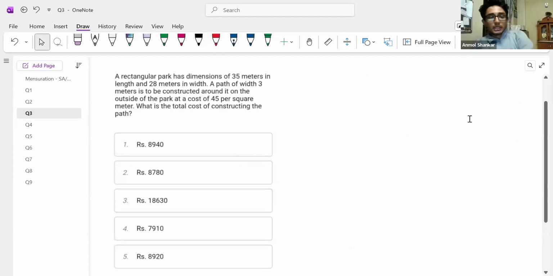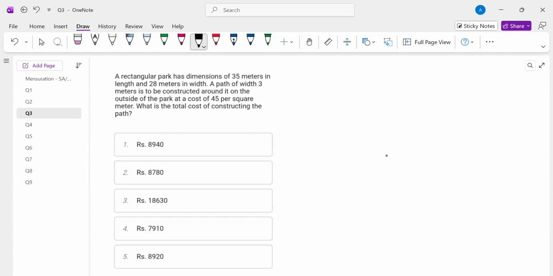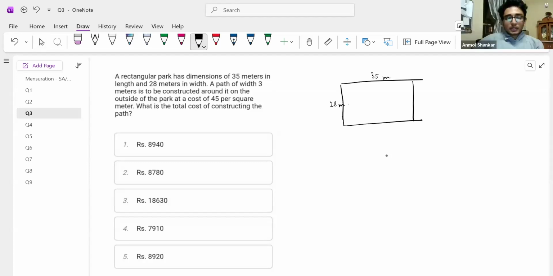Okay, will someone read the question? A rectangular park has dimensions of 35 meters in length and 28 meters in width. A path of width 3 meters is to be constructed around it on the outside of the park at a cost of 45 per square meter. What is the total cost of constructing the path? Thank you, Bharat Ashwin. Very good.